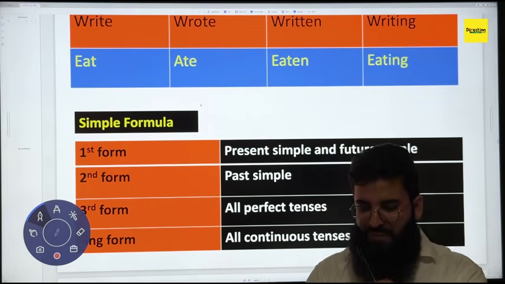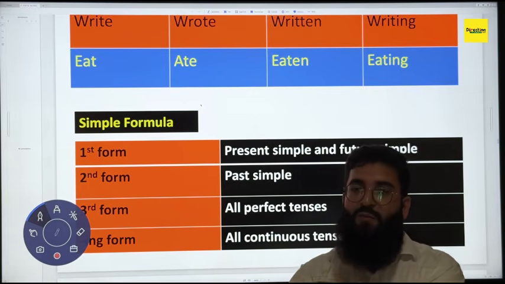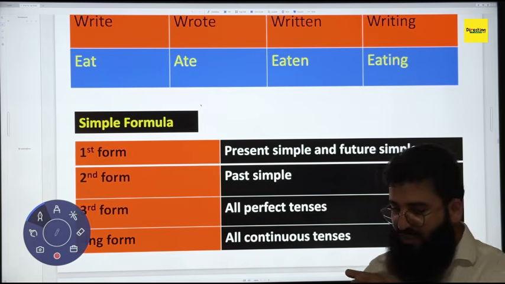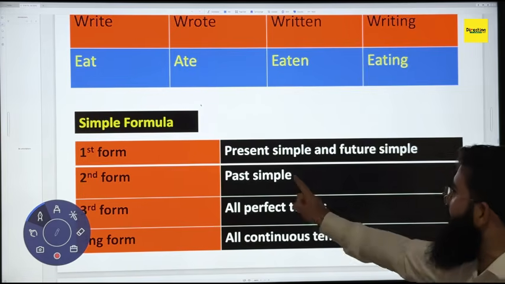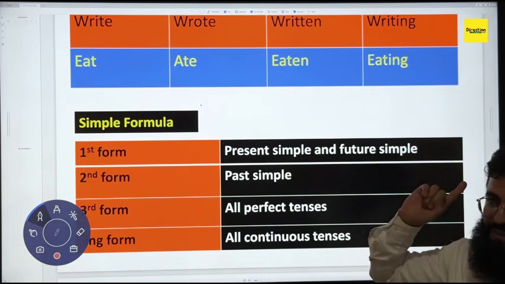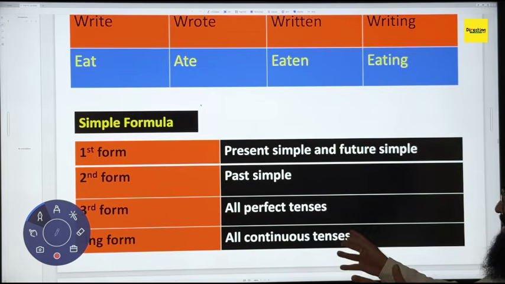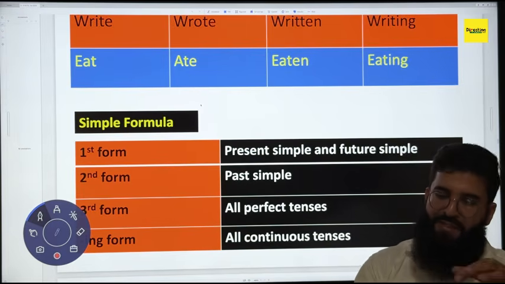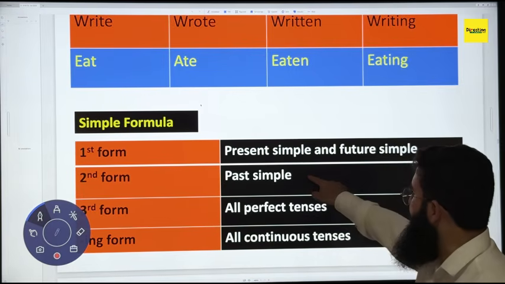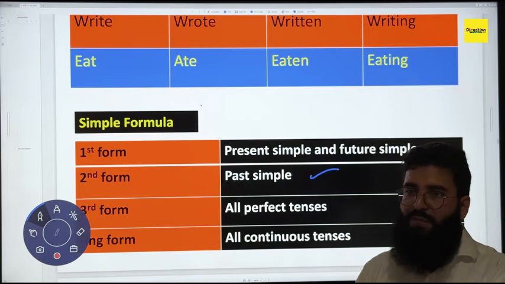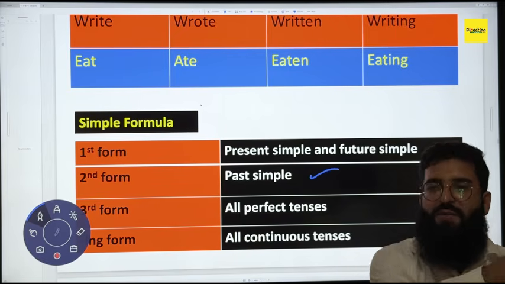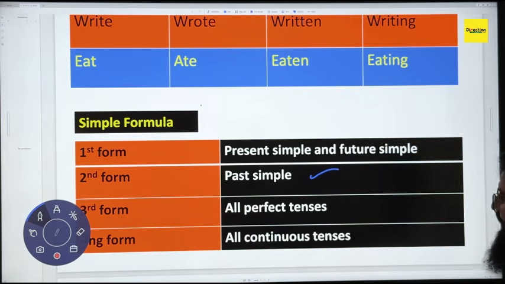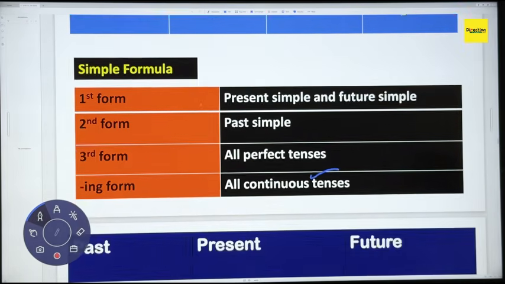I told you there is first form, second form, third and fourth form. Now I will tell you where to use this first form. This first form, you have to remember it's used in present simple and future simple. I will show the graph also. Here, I'm just randomly telling. First form is used in present simple and future simple. Second form is used only in past simple, this one. And third form, because it is perfect tense, it's used in all perfect tenses. And last form is used in all continuous tenses. Now I will show you that graph where it will be easy for you to remember.